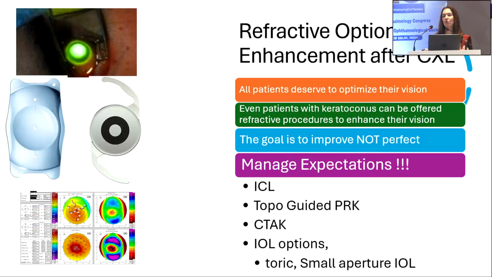Just because the patient is very, very impatient, and just because they're on this wild roller coaster ride, doesn't mean that you have to get on with them. You can remain calm. Let them know that just because they're pushing you to have a procedure doesn't mean that they need to have a procedure right away. And I let them know that, again, we're on this journey together. If they're too impatient or they don't want to wait, then they're not a good patient for me in my clinic. And so you can offer them, again, ICL, topo-guided PRK, CTAC, and different IOL options depending on all of the aforementioned criteria.